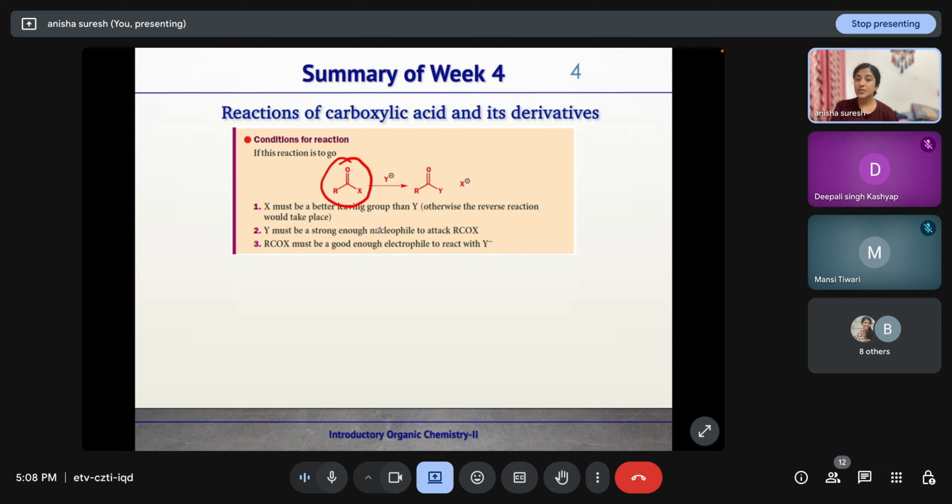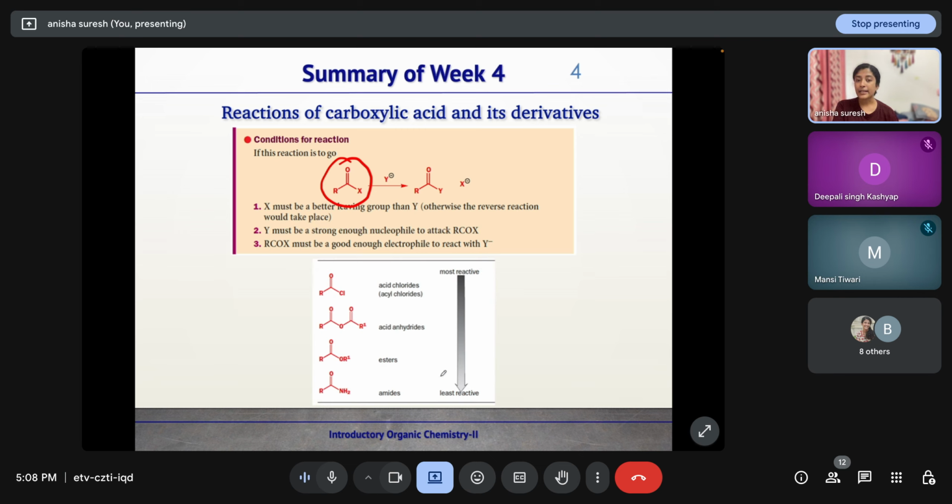Y must be a strong enough nucleophile to attack the RCOX. So it should have a good nucleophilic character, such that it will come and attack this electrophilic carbonyl group, and RCOX must be a good enough electrophile to react with Y minus. So these are the conditions that should be satisfied for this reaction to occur.